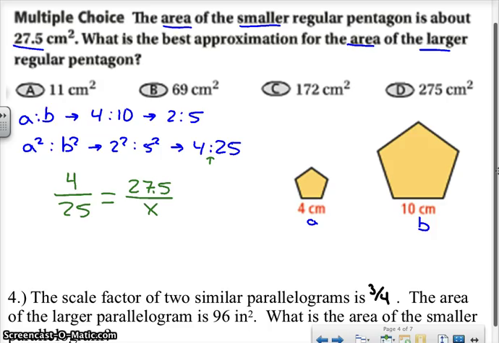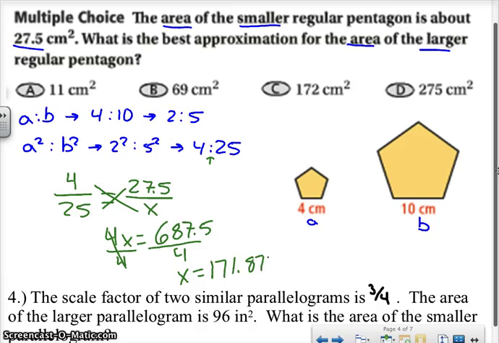So if we have it set up this way, we would have 4 times x. When we cross multiply, 4 times x equals 25 times 27.5, which gives us 687.5. We cross multiplied there, back from chapter 7. We divide both sides by 4, and we get to our answer. x is about 171.875 square centimeters, so I would choose C.